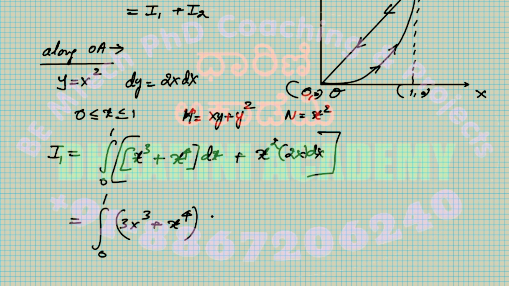That is equal to, I think you got the answer, minus 1 by 20. Just check. Right? Okay. Yeah, please take it.